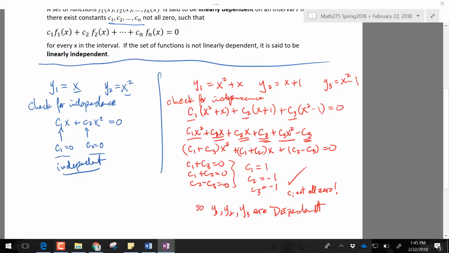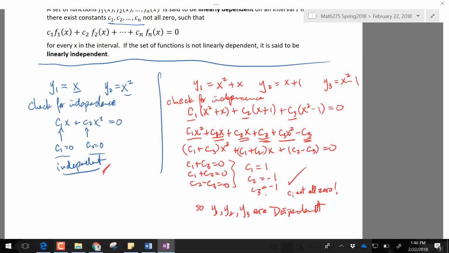So if they are forced to become 0 for this to work, then they're independent. And if you can find them that's not all 0, then they're dependent. As you can see, this is probably not the most efficient way of doing this. I mean, this is according to the definition, this should work.